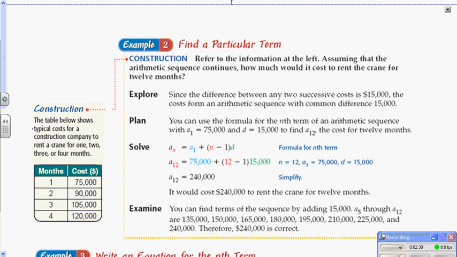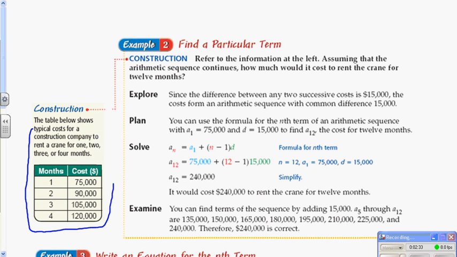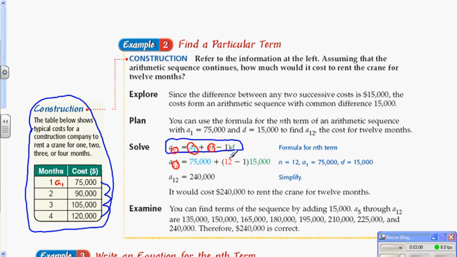Okay, we have this list of information. It tells us the cost every month. From one month to the next, the longer you go, the price goes up. So to fill out that formula, right here is what we're trying to fill out. We notice that the first term is 75,000, so that goes right there. We're wondering about the 12th month. So that's A sub 12, which means the n will be the same. So here's 12.